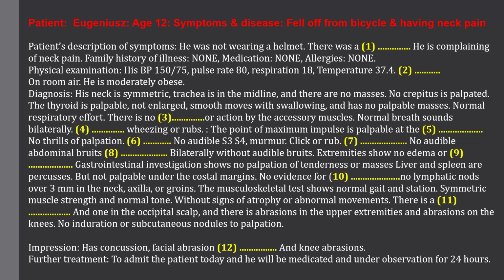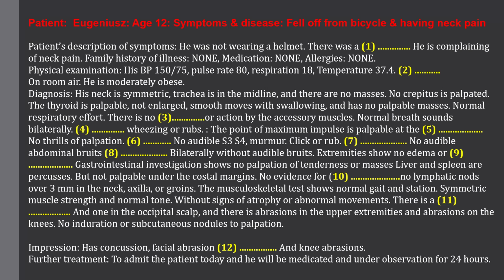Normal respiratory effort. There is no intercostal retraction or action by the accessory muscles. Normal breath sounds bilaterally with no rhonchi, wheezing, or rubs. The point of maximal impulse is palpable at the 5th ICS in the MCL. No thrills on palpation. S1 and S2 are easily audible. No audible S3, S4, murmur, click, or rub.